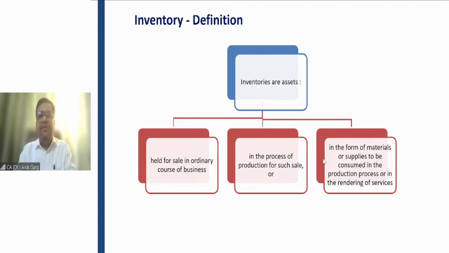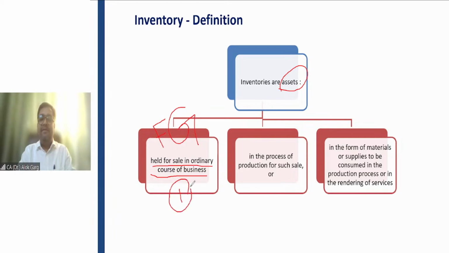You're right, Rahul. Inventories are finished goods, work in progress, raw material. Inventories are assets, number one, held for sale in the ordinary course of business. Something which is held for sale is a kind of finished goods for that entity. So the first part talks about the finished goods. Inventories are assets which are held for sale in the ordinary course of business.